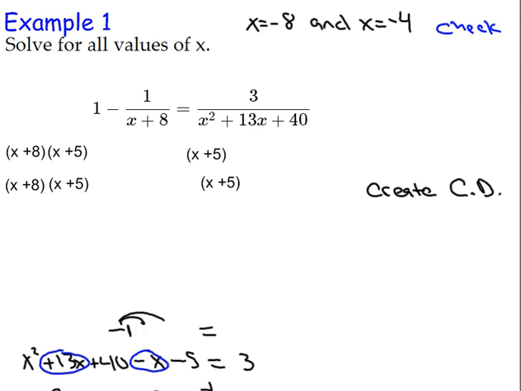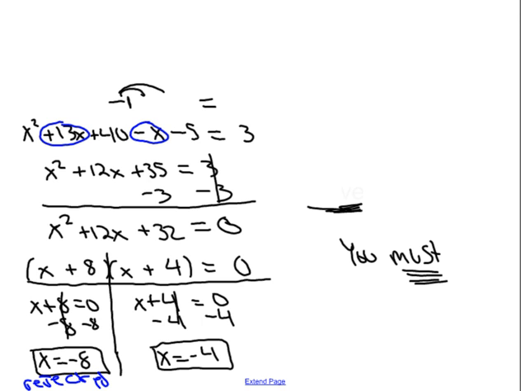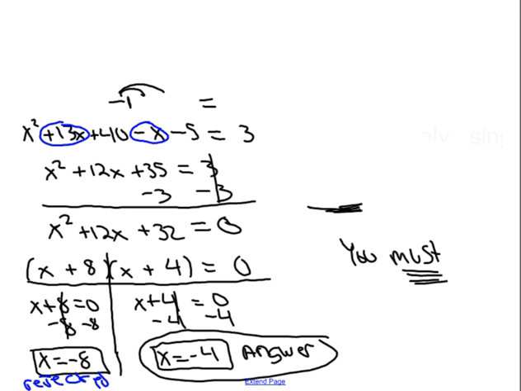Well, what about the -4? Should the -4 also be rejected? No, the -4 doesn't get rejected because -4 plus 8, that doesn't give you 0. That's fine. The -4 works there. And also when you plug it in here, you don't get 0 either. -4 squared is 16, and then that's going to be 16 minus 52 plus 40. You get 4 in the denominator. So what's the answer? Well, the answer is -4. Only solution. -8 has to be rejected.